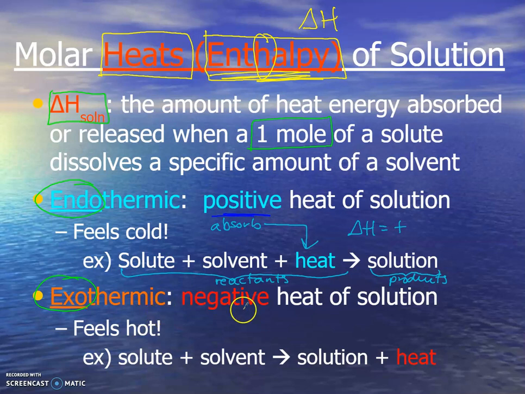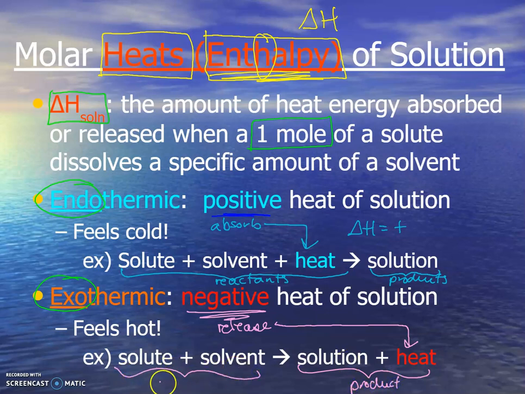Now, if you are exothermic, you have a negative heat of solution. That means it is going to release energy from the system into the surroundings. So if it releases, you're going to see your heat as a product. The reactants will not need any additional heat in order to happen. So here you'll see the delta H is negative, and up top for the endothermic one, the delta H will be positive. Okay, so negative is exo, positive is endo.